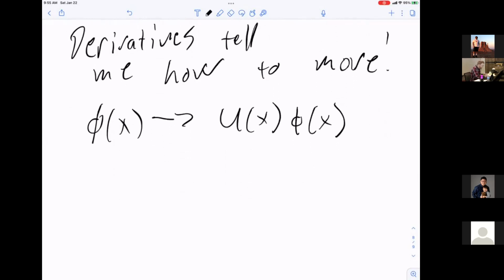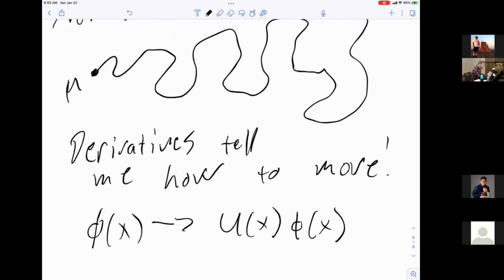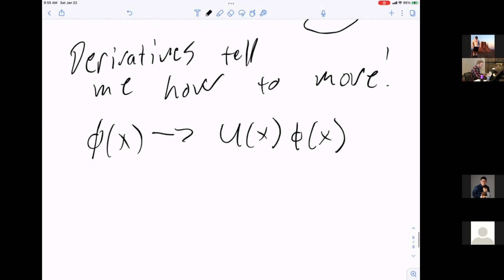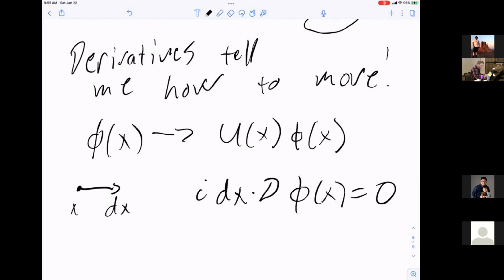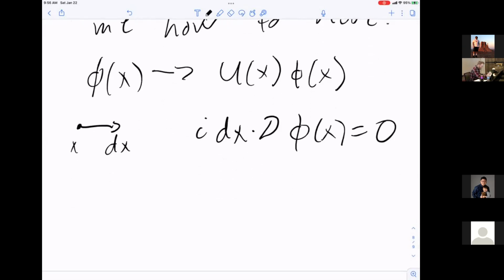But I'm going to make an additional requirement that for some initial displacement, so I'll be right here, here's x, I'm going to make some displacement in the direction dx, that my operator does not change covariantly. So this is the covariant derivative. So this is what I'm going to assume.